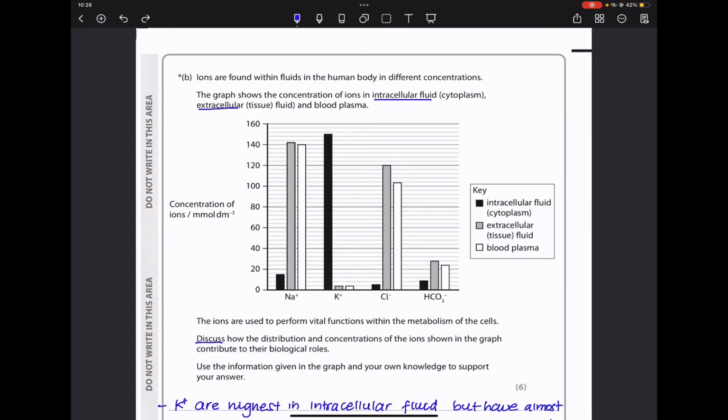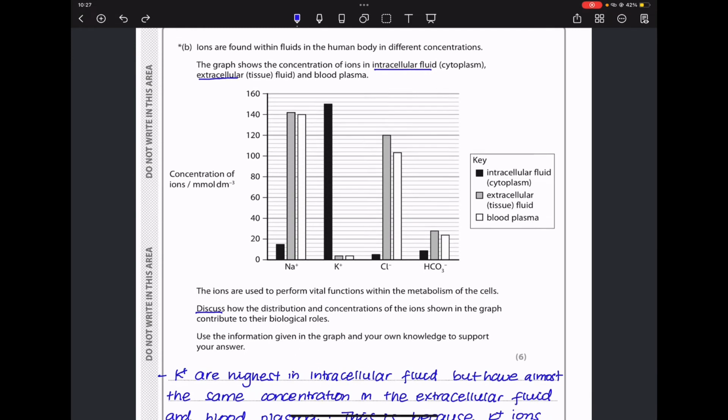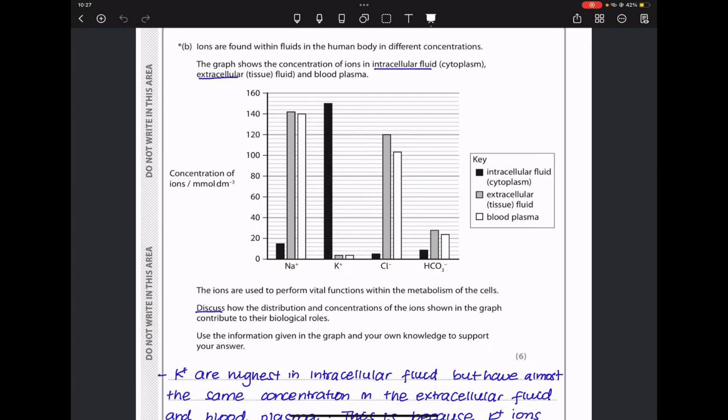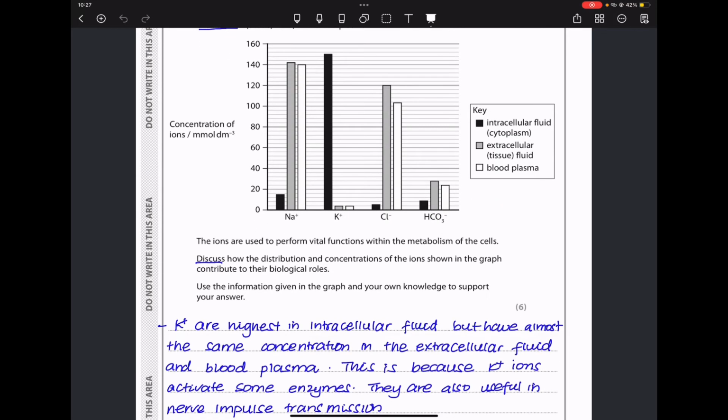In part B, ions are found within fluids in the human body in different concentrations. The graph shows the concentration of ions in intracellular fluid, which is the cytoplasm, extracellular or tissue fluid, as well as the blood. So here we have the different ions. There is sodium, potassium, chloride, and hydrogen carbonate, and their corresponding concentrations in the cell, outside the cell, and then in plasma. Potassium is the highest in the intracellular fluid, and of course all these ions are higher or lower in different fluids for certain purposes that they carry out.